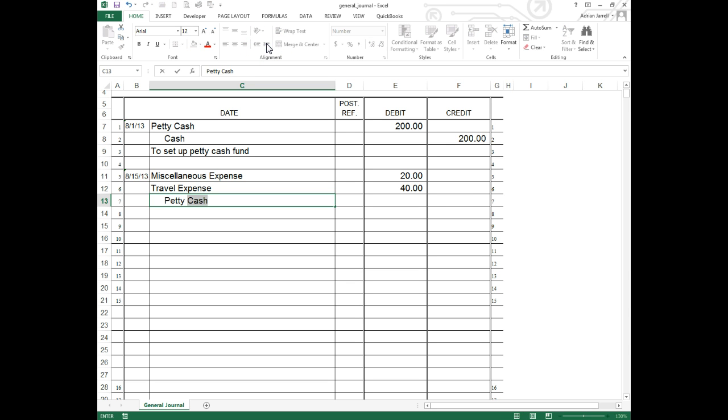and then we're going to credit our petty cash fund for $60. Now we have a balance of 200 minus 60, or $140 in petty cash.